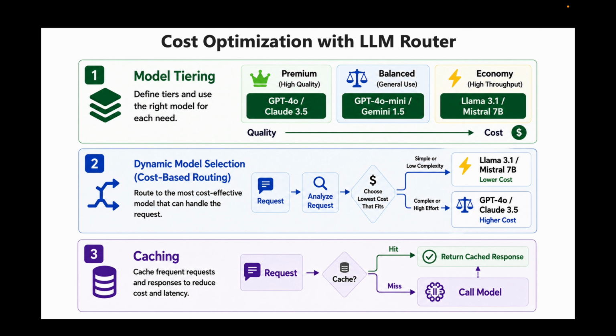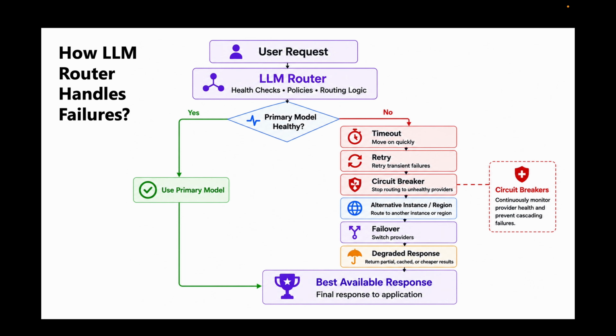LLM routers can also implement caching to avoid repeated model calls for common requests. Failures are inevitable in production systems. Providers experience outages, regional disruptions, rate limits, and latency spikes. The router shields an application from this complexity. If the primary model is healthy, the requests follow through the normal path.